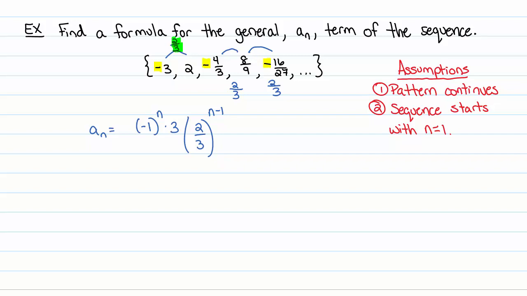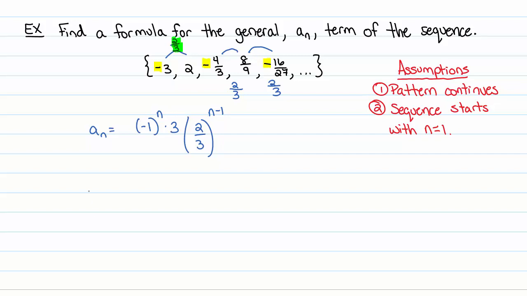Luckily, if I set the exponent to 0 at n equals 1, that multiplication will just have a multiplication of 1. So 2/3 to the 1 minus 1 is 2/3 to the 0, or 1. And so when n is equal to 1, this will just be a negative 3. But when n is equal to 2, you can see that the exponent here would be a 1. And so we'd have 2/3 times 3, or 2, times the negative 1 squared, which is a positive 2.